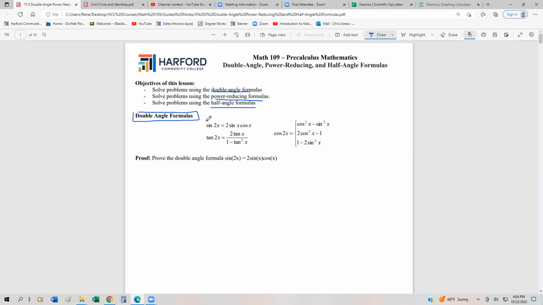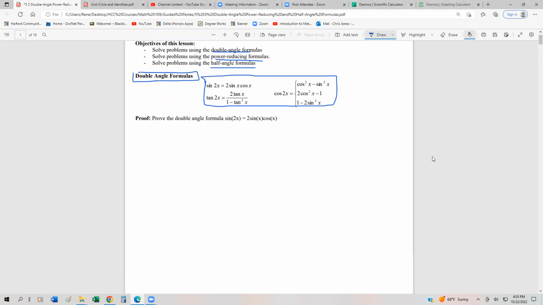These are the double angle formulas that we should know. We don't have to memorize these, but we should at least know how to work with these. I'm going to start this video by proving one of the easier ones, the sine of 2x equals 2 sine x cos x. If I wanted to prove that, we could rewrite sine of 2x as sine of x plus x.